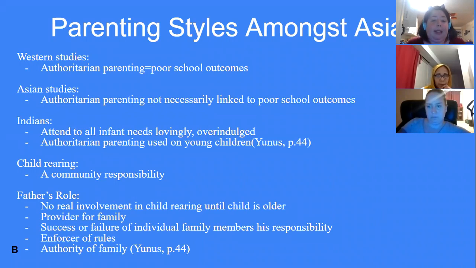Some parenting styles amongst Asians: the Western studies have found that authoritarian parenting equals poor school outcomes, but Asian studies have not found the same thing. And of course, they lean heavier on authoritarian parenting. Child rearing is a community responsibility, which is why some immigrants struggle so much when they come to Canada and they lose that sense of community.